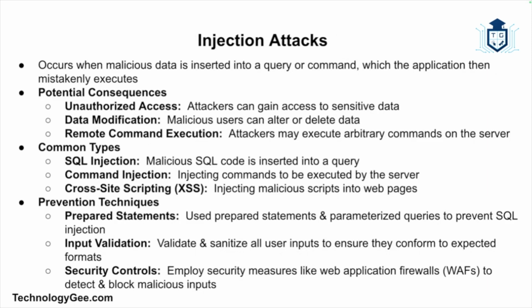All right, so the first type of application attack we're going to talk about is an injection attack. And this occurs when malicious data is inserted into a query or command, which the application then mistakenly executes, and this can lead to unauthorized access to data, modification of data, or remote command execution. And prevention techniques include using prepared statements, using proper input validation, and employing security controls like web application firewalls.